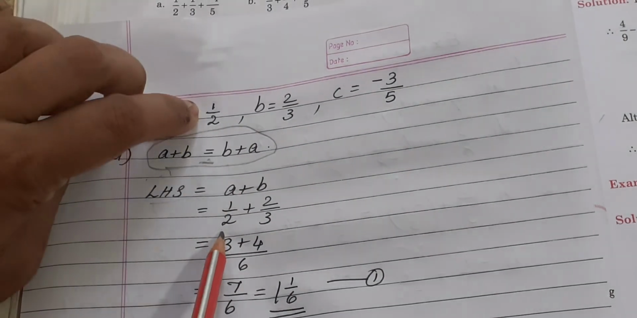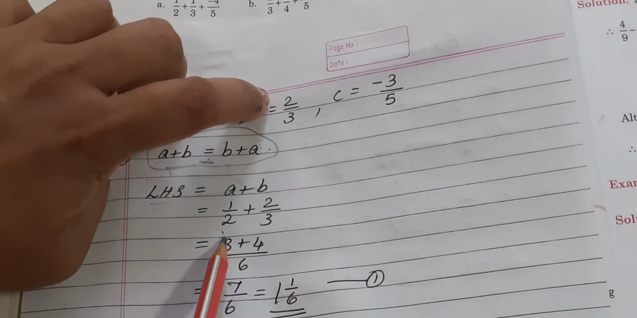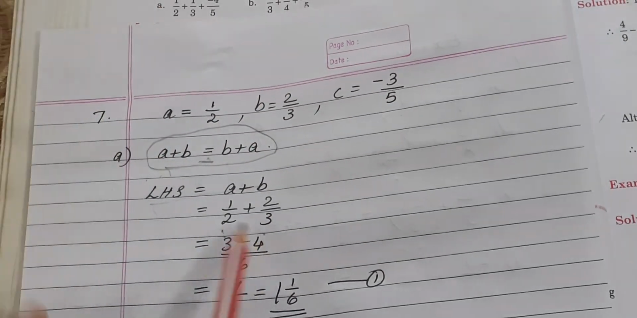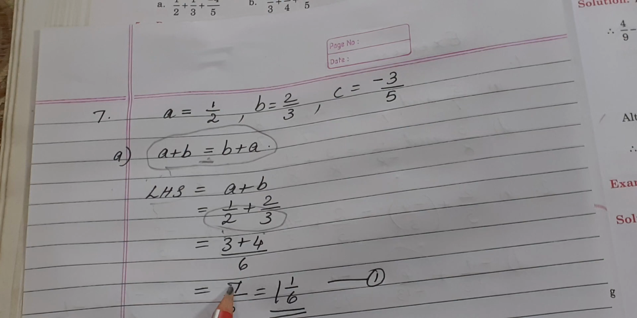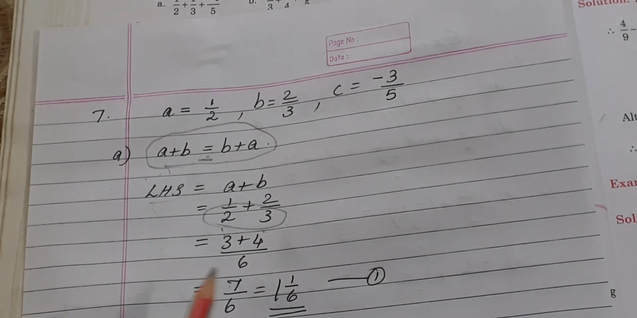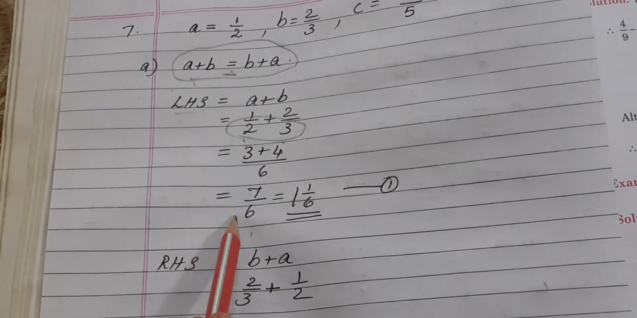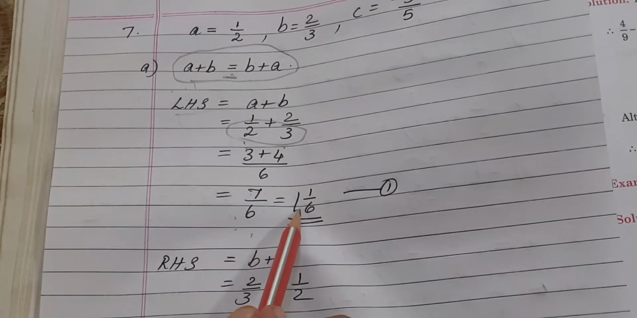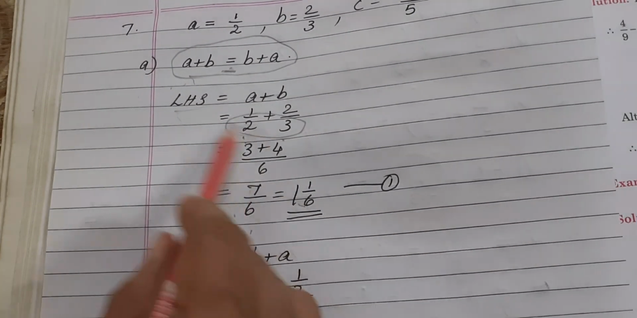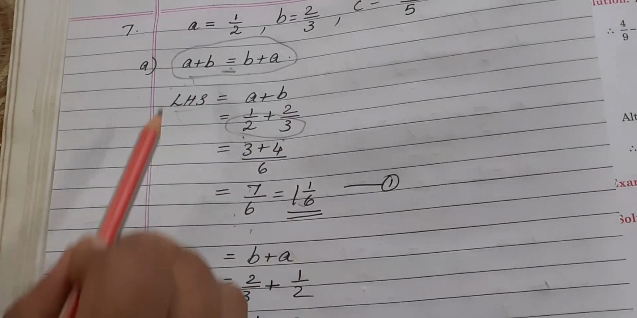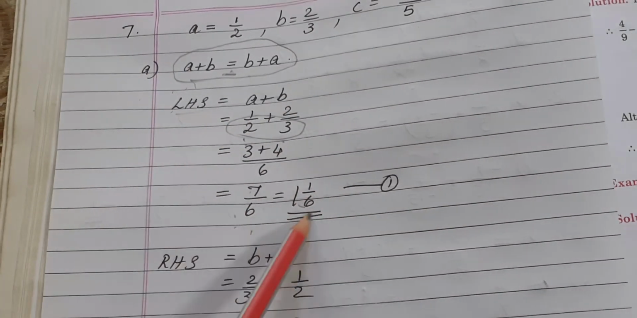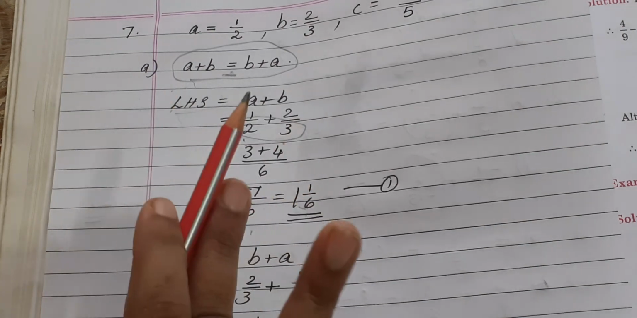Now A means 1/2. Substitute the value. B means 2/3. Substitute the values. Now add. Denominator different, find out LCM. Add. 7/6 you are getting. 7/6 is an improper fraction, so convert that into a mixed fraction. Okay, let it be equation number 1. So first LHS we got as 1 1/6. Let it be there. Okay.